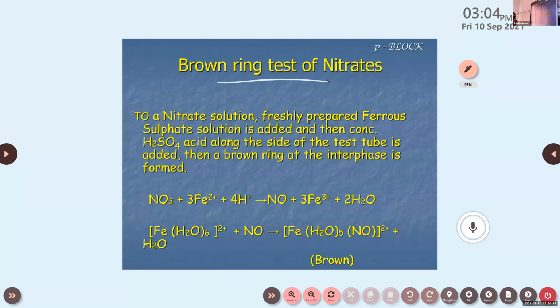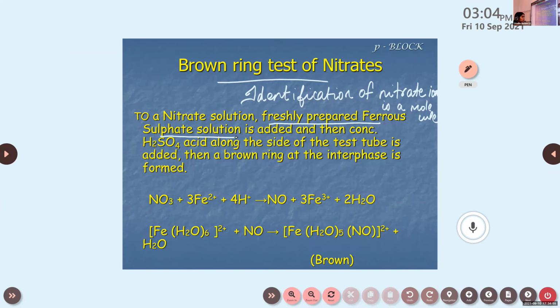Brown ring test of nitrates. It's for the identification of nitrate ion in a molecule. So here the test is that to a nitrate solution, freshly prepared ferrous sulfate solution is added. Then concentrated H2SO4 acid is added along the sides of the test tube, not directly added to the test tube. Then a brown ring is formed at the interface of these two liquids.